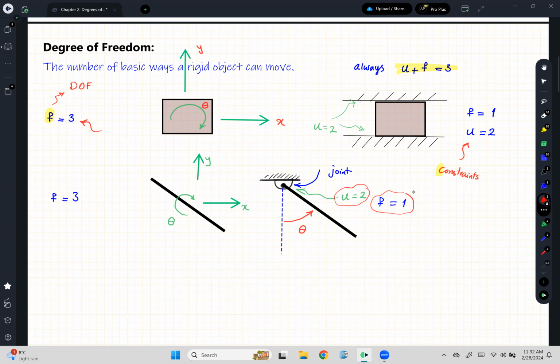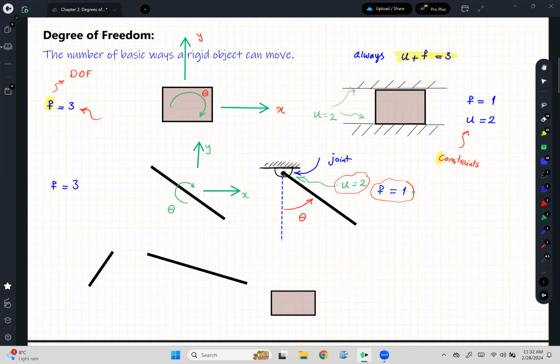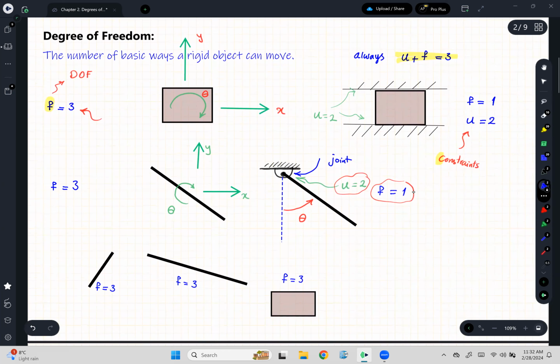All right. Let's now make it more interesting. Let's say I have a link here, I have another link, and let's say I have a box. Each of them is free, and we know this link has 3 degrees of freedom, this link has 3 degrees of freedom, and this link has 3 degrees of freedom. So the total degrees of freedom that we have for each of them is equal to 3.